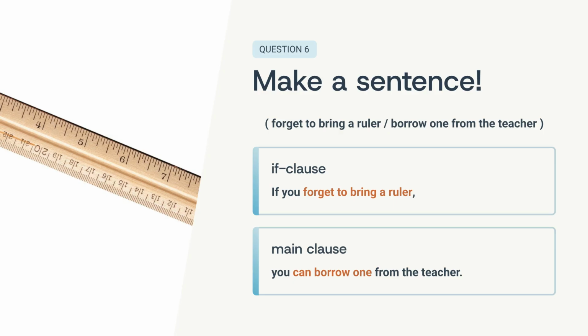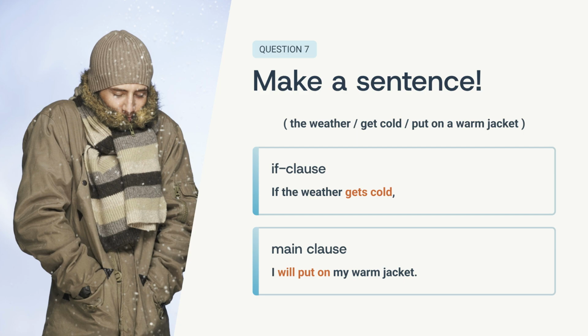Look at question 6. Make a sentence. Using the clue words forget to bring a ruler and borrow one from the teacher, what is our sentence? The if clause is, if you forget to bring a ruler. The main clause is, you can borrow one from the teacher. Putting them together, our complete sentence is, if you forget to bring a ruler, you can borrow one from the teacher.